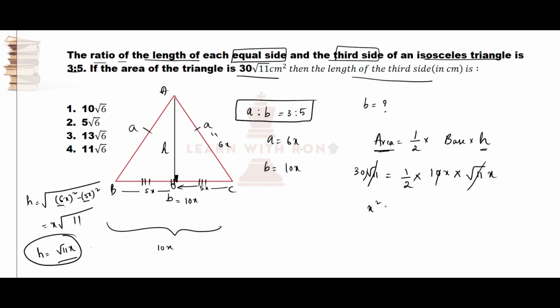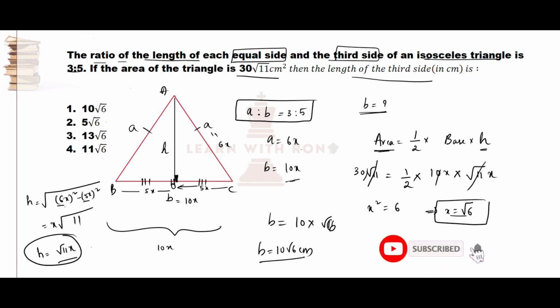We got x square as 6. Simply x value as square root of 6. So what is the b value here? 10x, right? So b is equal to 10 times x value, which is nothing but root 6. So our answer is 10 root 6 centimeters, which is option number 1 here.